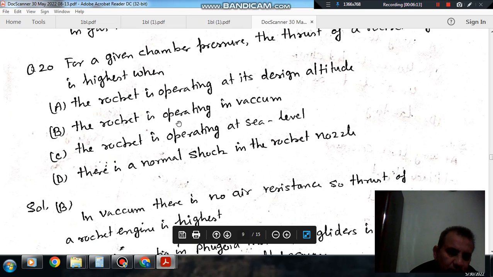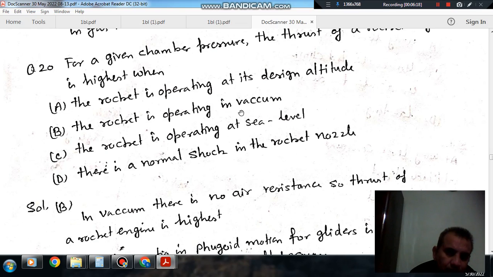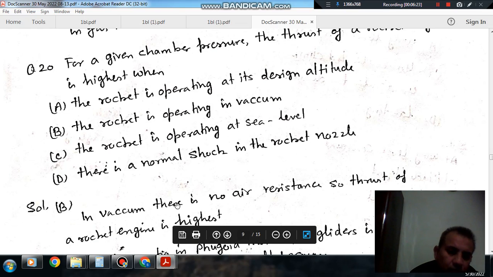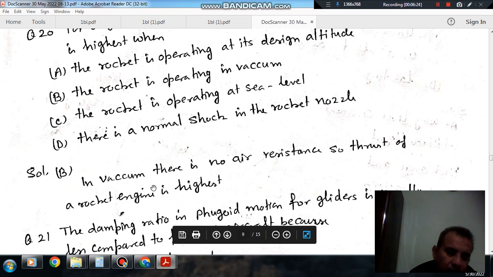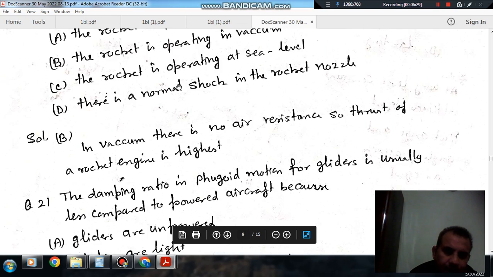So answer is B. When rocket is operating in vacuum there is no air resistance. Okay, or no resistance at all. So the thrust will be highest. Okay, because of no resistance. So answer is option B.